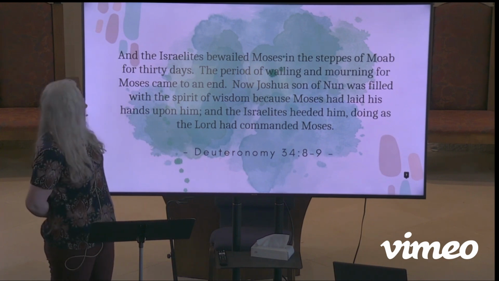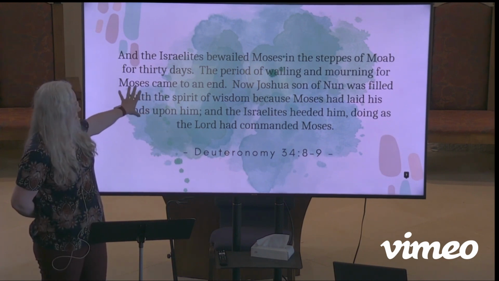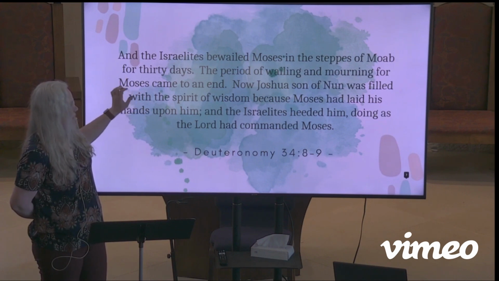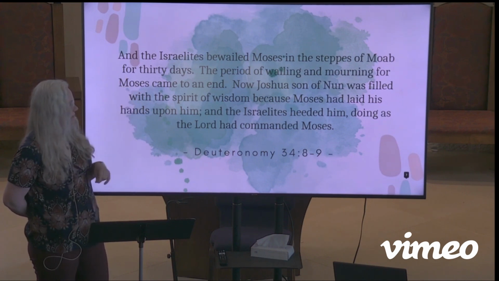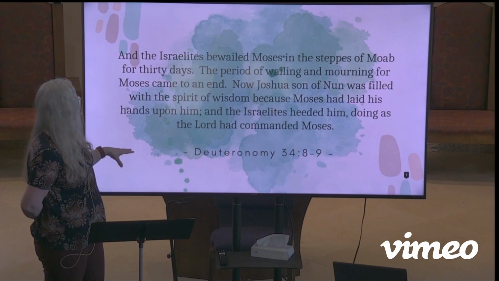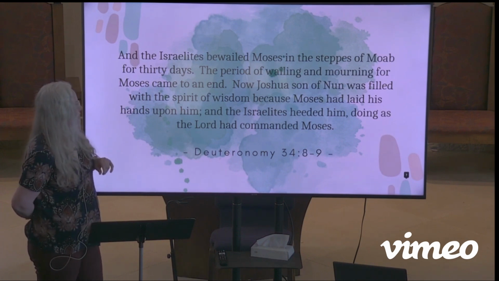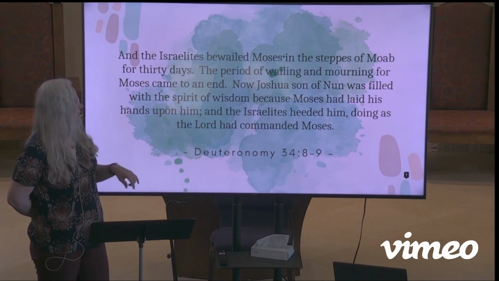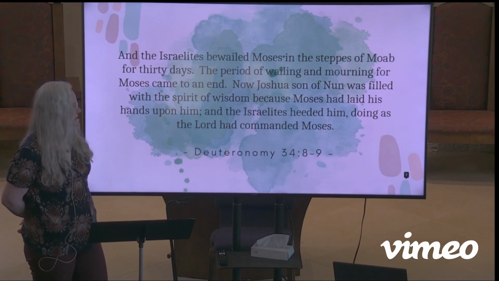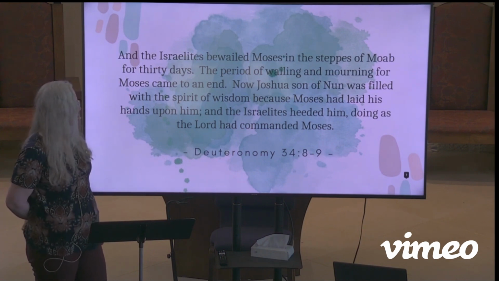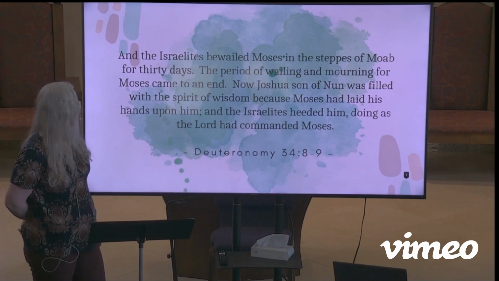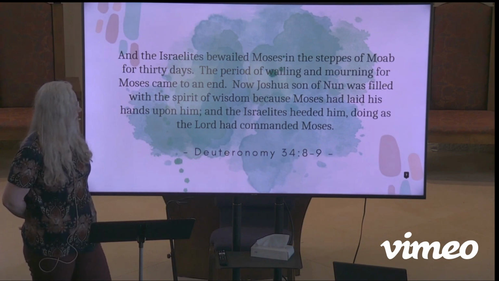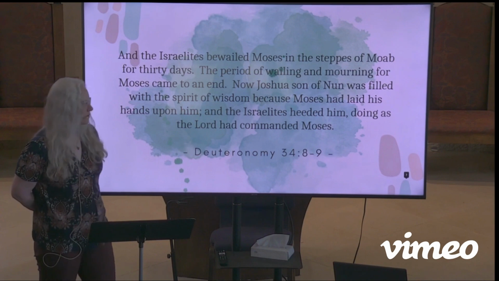This is within 3 verses of the end of the book of Deuteronomy: "And the Israelites bewailed Moses in the steppes of Moab for 30 days. The period of wailing and mourning for Moses came to an end. Now Joshua, son of Nun, was filled with the spirit of wisdom because Moses had laid his hands upon him, and the Israelites heeded him, doing as the Lord had commanded Moses."